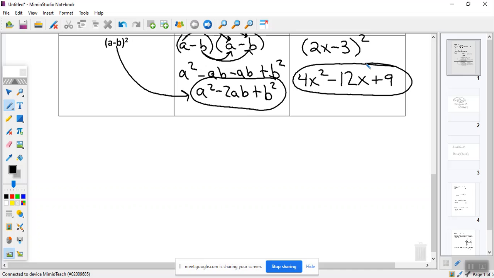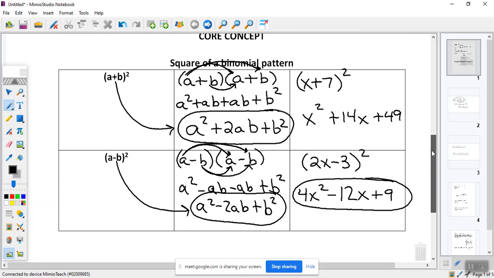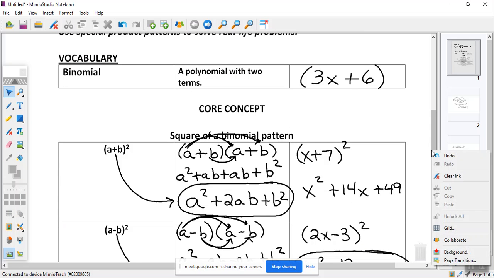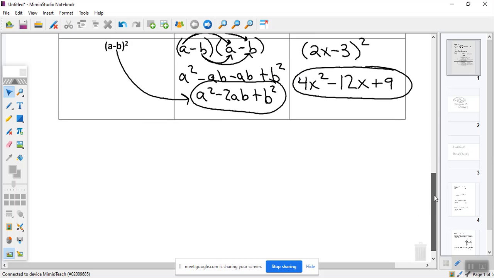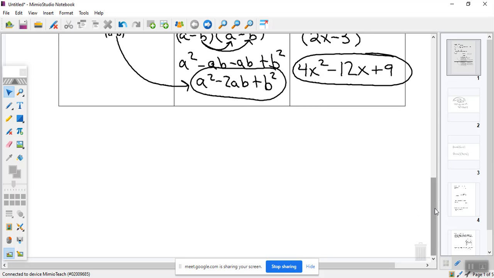Now again, if you'd rather FOIL stuff out, go for it, all right? But if you can make the connection here, then you should be in pretty good shape, I think. So that's the core concept here of the square of binomial pattern. So let's jump to the second page here quickly. I want to make sure everybody has everything down on that first page.